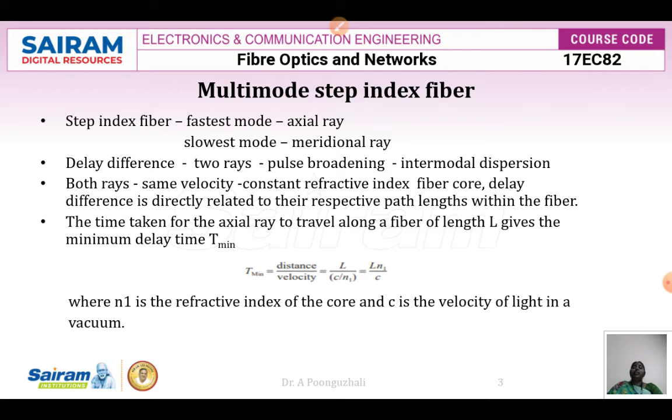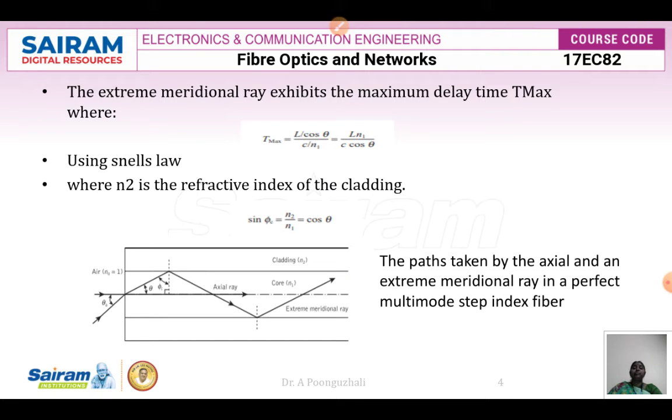So here the time taken for the axial ray to travel along the fiber of length L is given by the minimum delay time. Minimum delay time is nothing but the axial ray, which is the fastest. Fastest means the delay time is going to be minimum. So we define it as T min. T min is equal to distance by velocity. Distance is nothing but L, the length of the fiber. Velocity is given by c by n1. So I can write it as L into n1 by c, where n1 is the refractive index of the core and c is the velocity of light in vacuum.